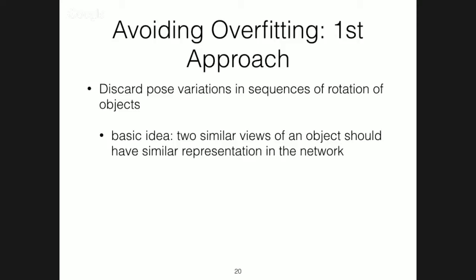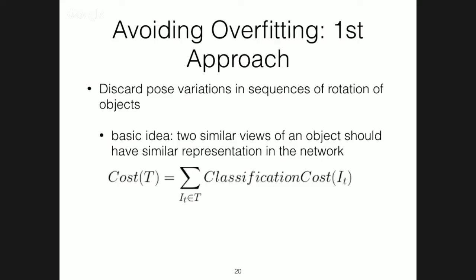So maybe these two similar views, consecutive similar views, should be very similar in the network presentation. So that's the activation of the network. So the cost here would be the classification cost as before. Here the T is the sequence of images in a track.